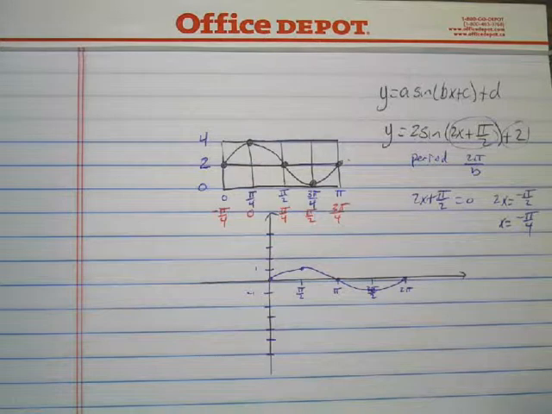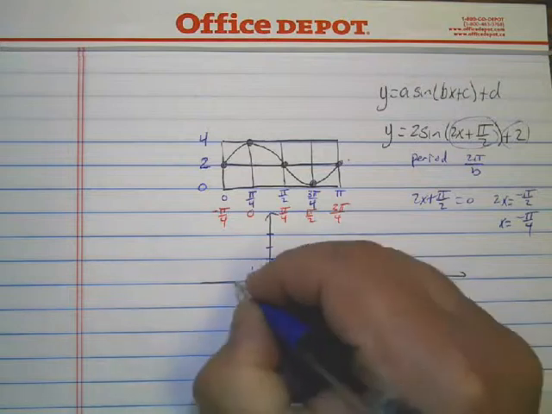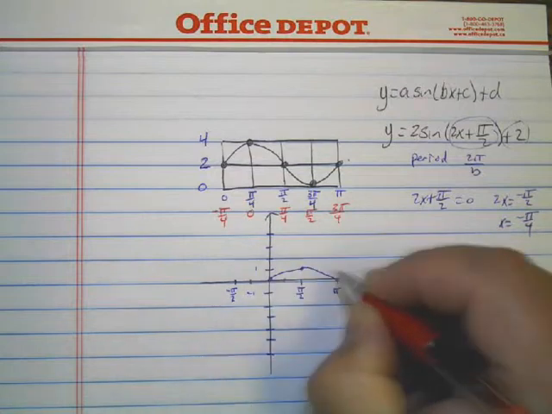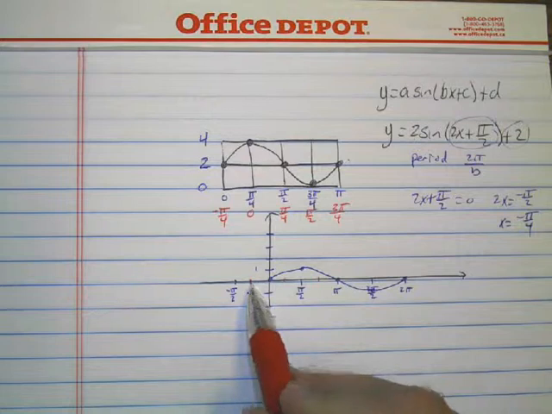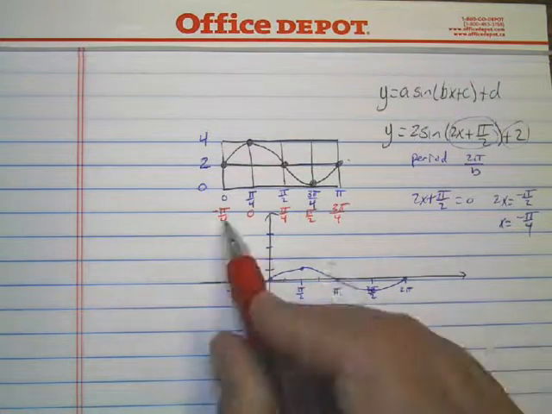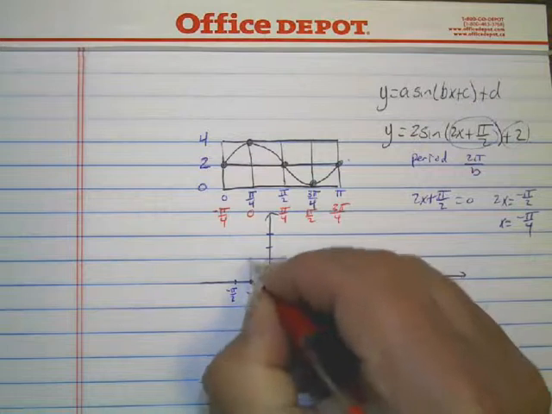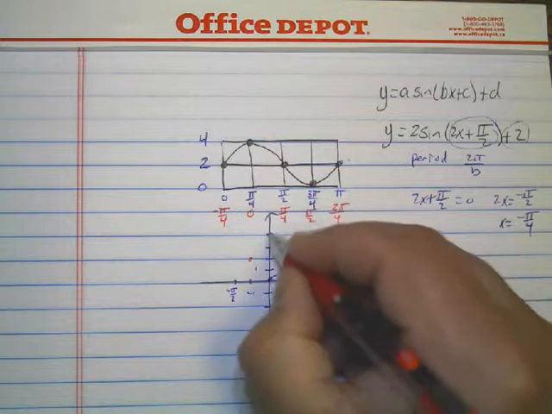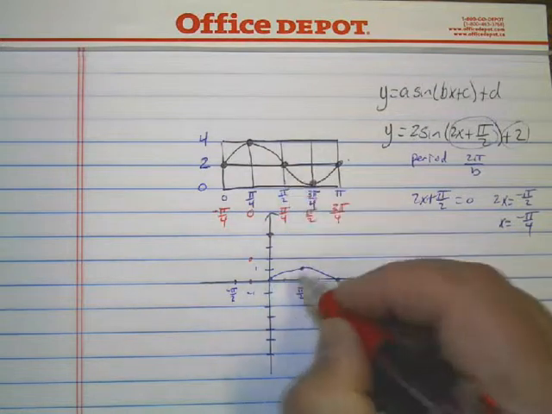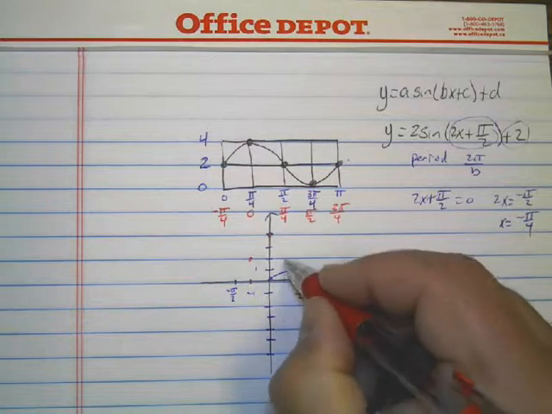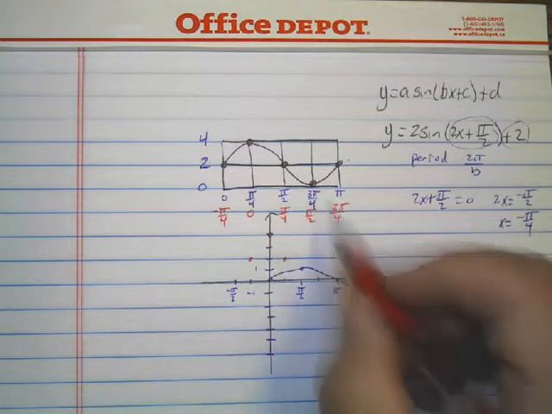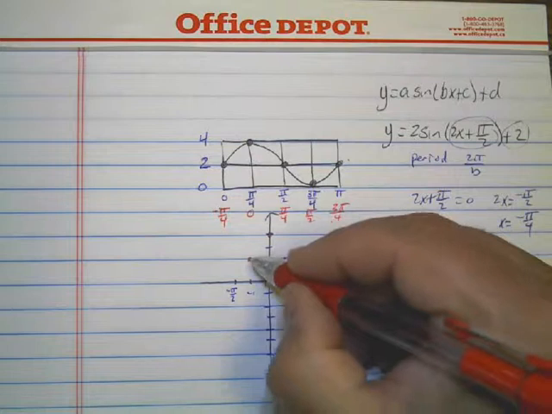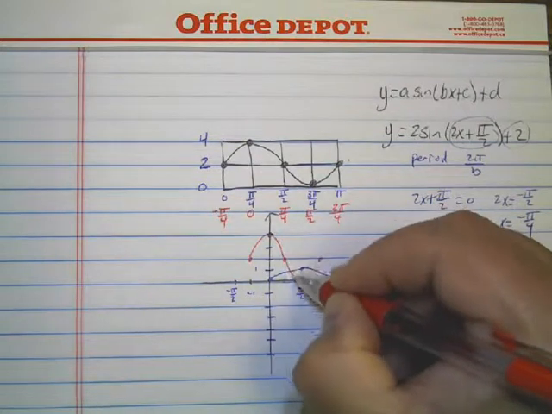Our new graph has been shifted to the left by pi over 4, which is halfway in between here. So it's at negative pi over 4, 2. This point is at 0, 4. So 0 up to 4. This point is at pi over 4, 2. So here's pi over 4. It's halfway in between. 2. Pi over 2, it's at 0. That would be right here. 3 pi over 4, it's back to 2. So our new graph does that.